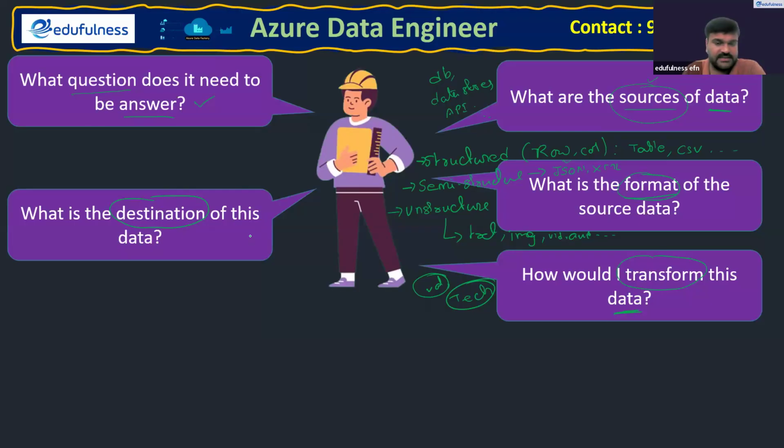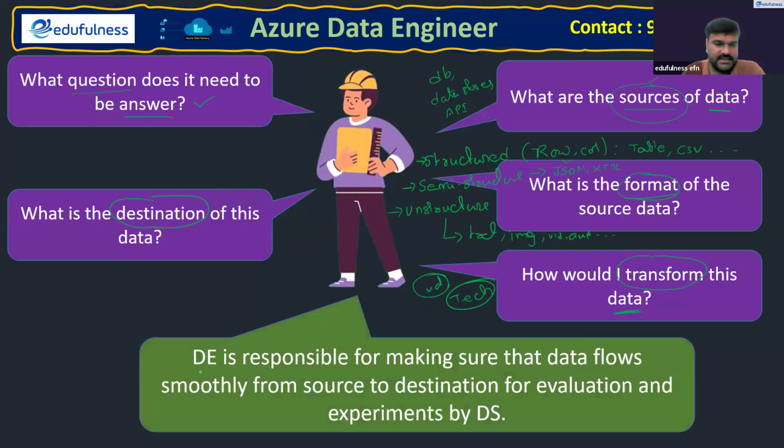So basing on the previous slide, this is very easy to understand, what are the basic things you have to keep in your mind so that you get the clarity for your development part. That is what the data engineer is responsible for: making data pipelines for smooth running of the data regularly from source to the destination.